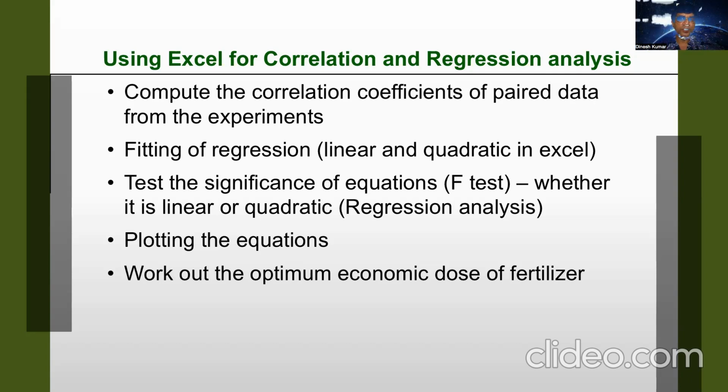So what we are going to do is compute the correlation coefficient of pair data from the experiment. You know, in correlation and regression analysis, we always have pair data. Pair data means you have one independent variable and one respective dependent variable, and there can be many more dependent or independent variables. We are not going into those complex things, but you know that the data is in paired form here.